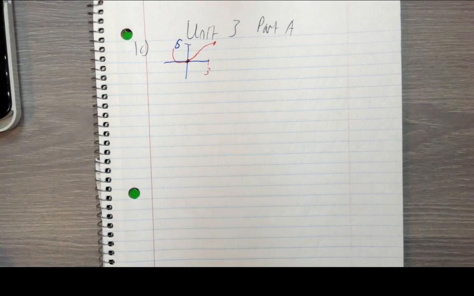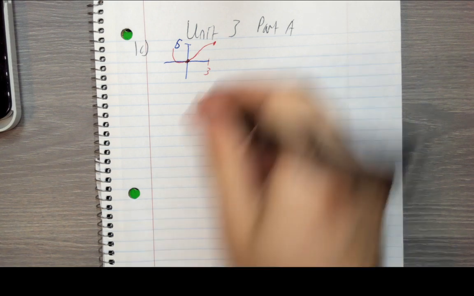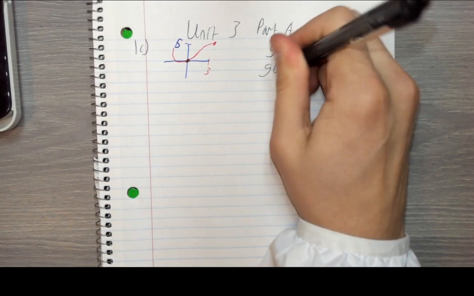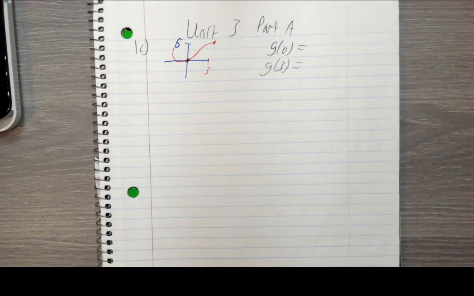So first things first is I want to find g of 0 and g of 3. I want to find my endpoints. Okay, and they give you, what do they say?